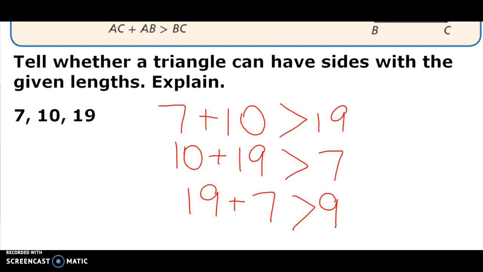So when you check these, are they going to work? So you have 17 greater than 19. Whoop. That's our first one. So that one automatically says that no, this can't be a triangle. Okay? You don't need to necessarily write out every single one of these inequalities to see. If you test one and it's not greater than, then you can just stop right there. Okay?